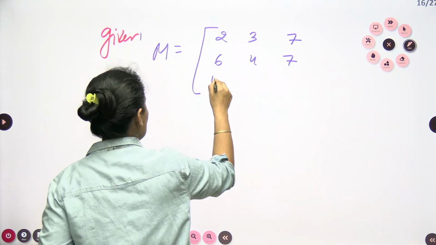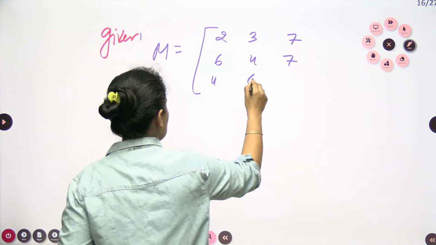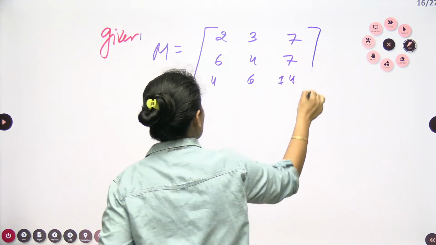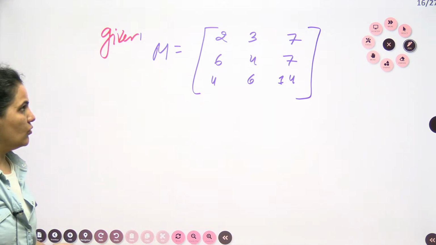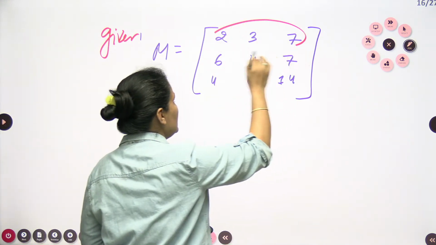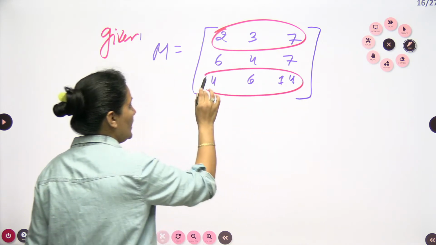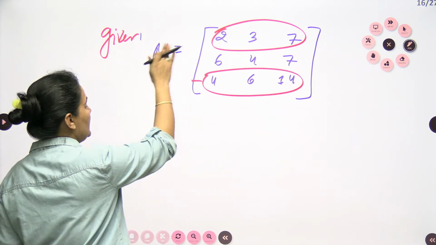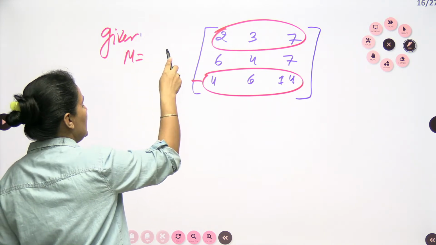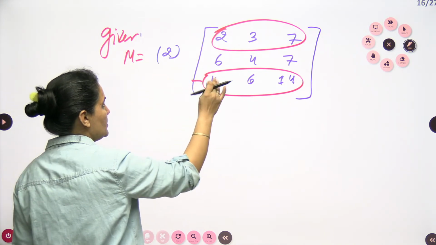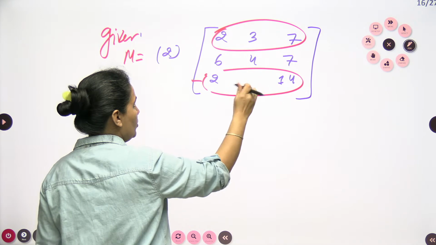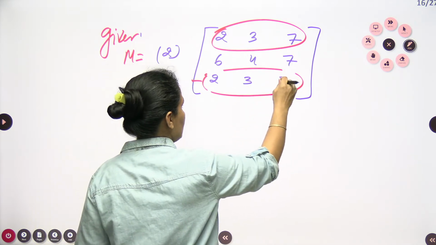And the next is 4, 6 and 14. We are having this one. What we can do very easily, we can see that the first row is 2, 3, 7. If from the third row I will take 2 outside, look at here, very easily we can approach. This will be 2 times 2 is 4, 2 times 3 is 6, 2 times 7 is 14.